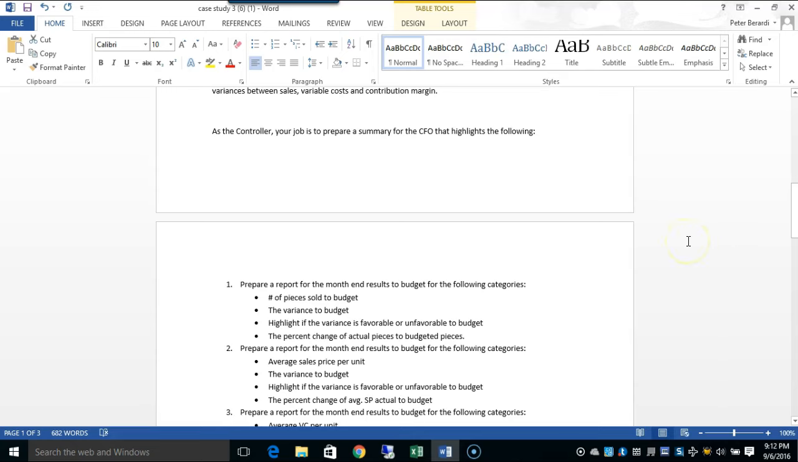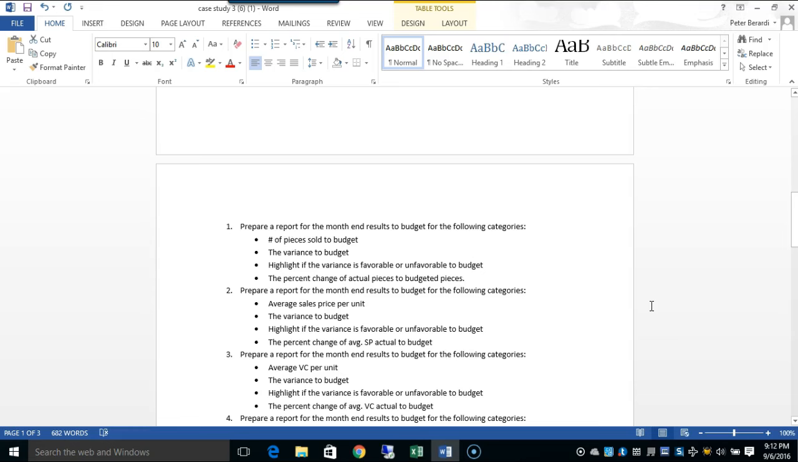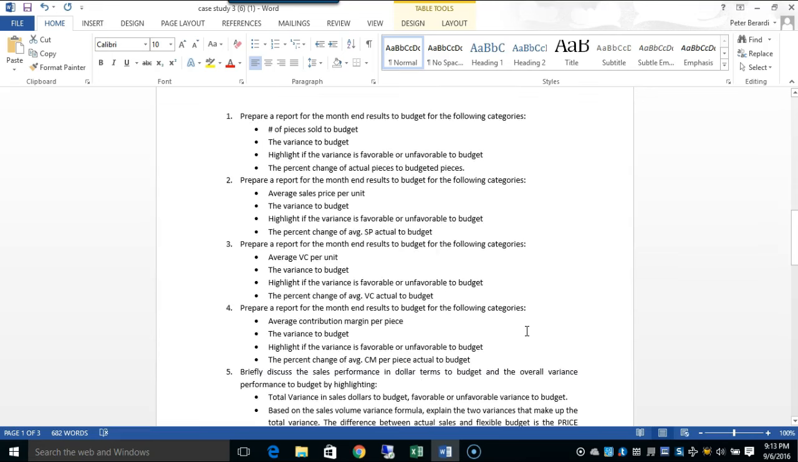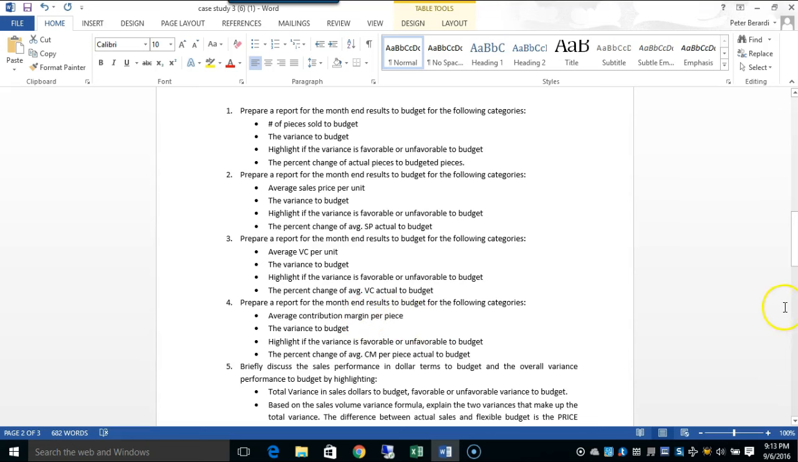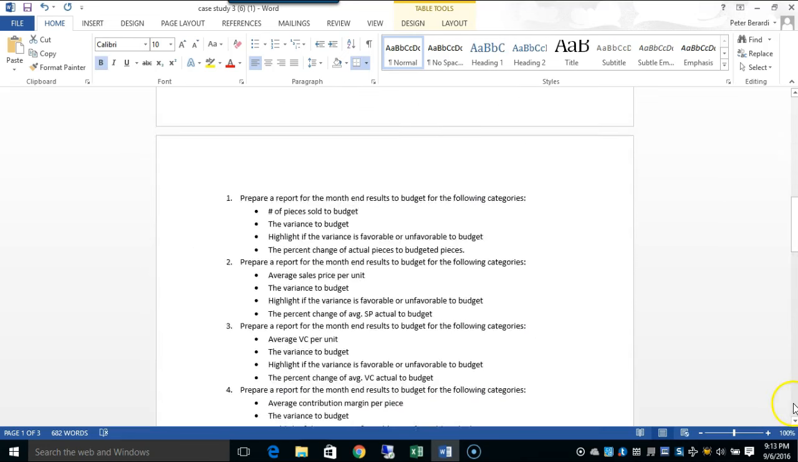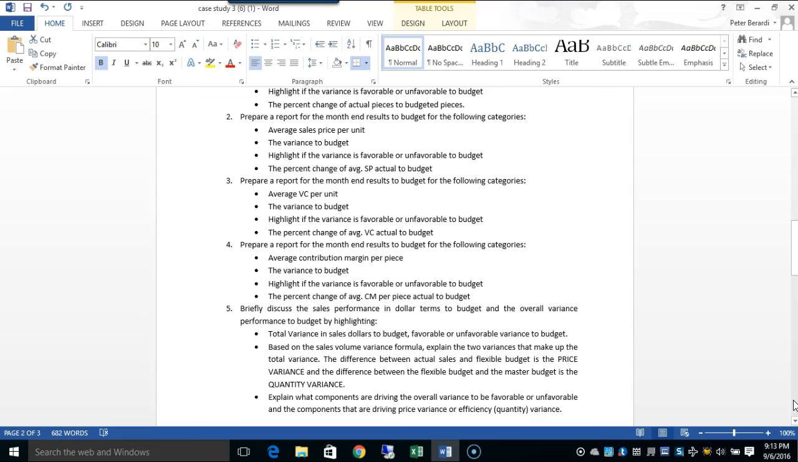The variance to budget, highlight if it's favorable or unfavorable, and the percent change to budget. Talk about the average sales price per unit, the variance to budget, highlight if the variance is favorable or unfavorable, and the percent change. Prepare a report for the month-end results for the same for the average variable cost per unit, the variance to budget, highlight if the variance is favorable or unfavorable, and the percent change. Then talk about the average contribution margin per piece, which is right here. The variance to budget, whether it's favorable or unfavorable, and the percent change.